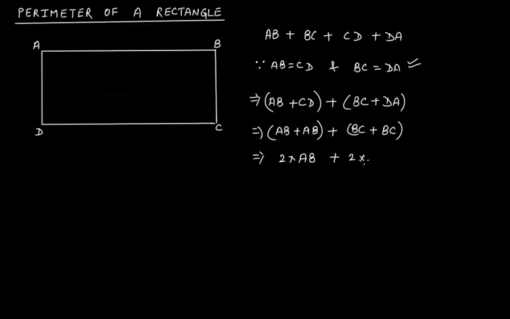Now this is 2 times AB plus 2 times BC, and we can write it as 2 times AB plus BC. Why can we write it like this? Because this is the distributive property of multiplication, which says that if you have A times B plus C within brackets, we can write it as A times B plus A times C. The distributive property.